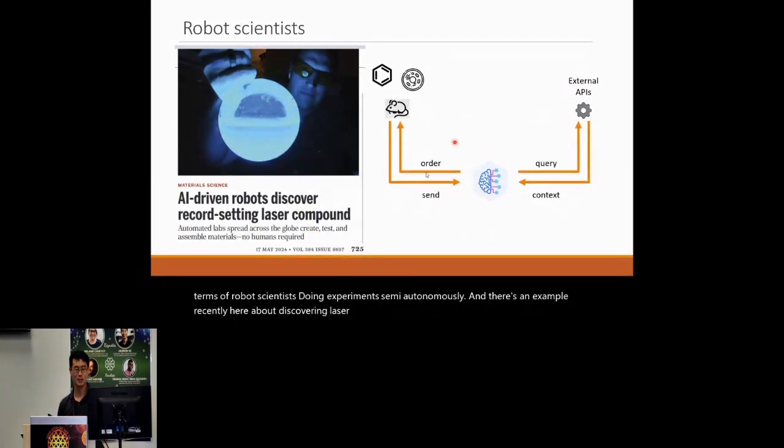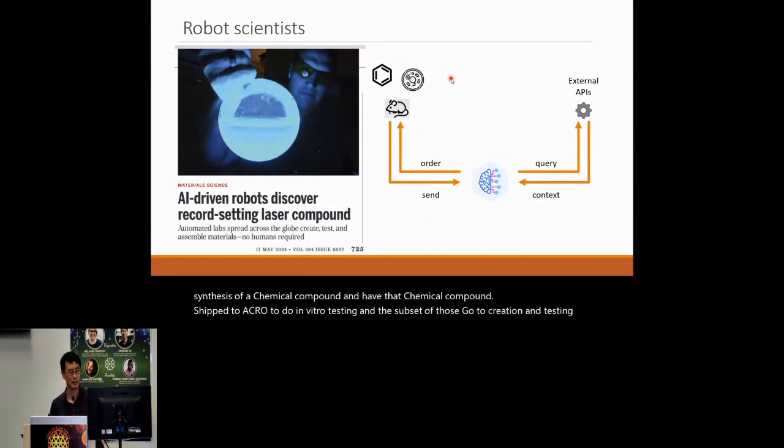But in addition, in the same way that we can teach LLMs to query external APIs in the tool augmentation sense, so much of the science that we do now can be outsourced through contract organizations. So it's not crazy to think that an LLM should be able to order the synthesis of a chemical compound and have that compound shipped to a CRO to do in vitro testing, and a subset of those go to creation and testing in a mouse model, things like that. Certainly within the realm of possibility.